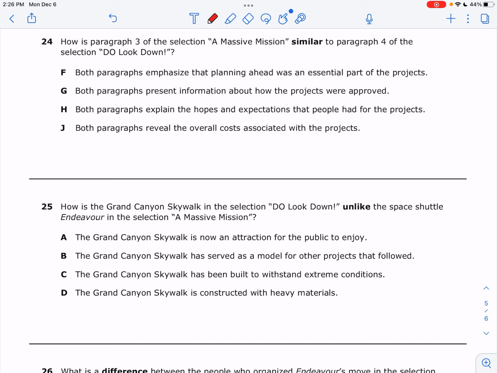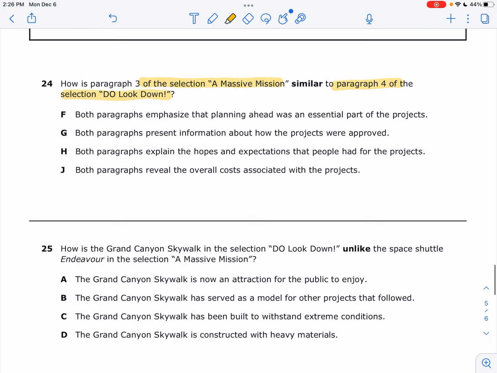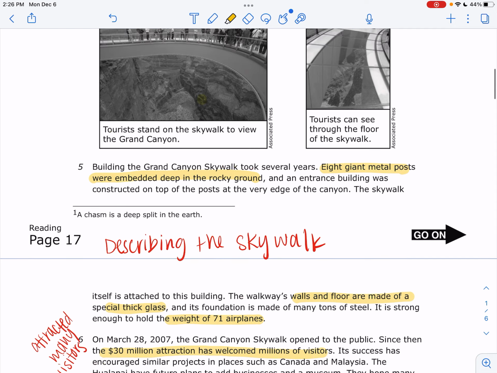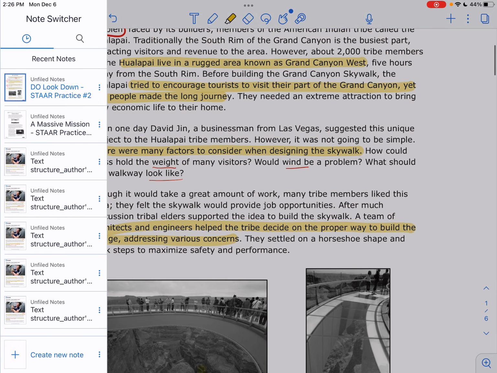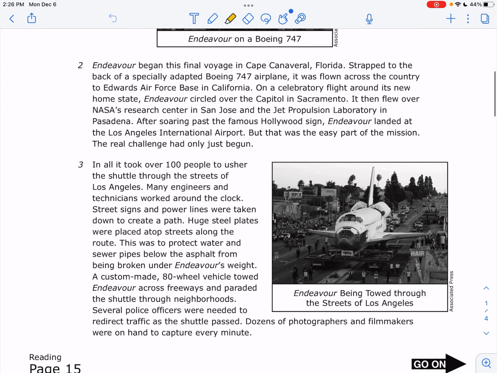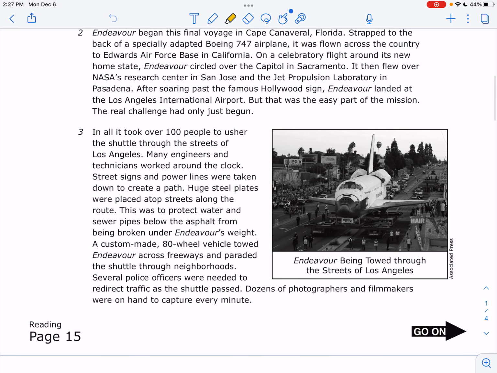Okay. All right. Number 24. How is paragraph 3 of the selection, A Massive Mission, similar to paragraph 4 of the selection, Do Look Down? So we're looking at paragraph 3 in A Massive Mission and paragraph 4 in Do Look Down. So I'm going to go back up to paragraph 4. Remember what it's about. It's about the tribe voting yes. It's going to bring job and money opportunities. I'm going to go back to A Massive Mission. And this talked about how there were tons of people needed to help out. It talked about engineers and technicians working around the clock. So did those policemen.